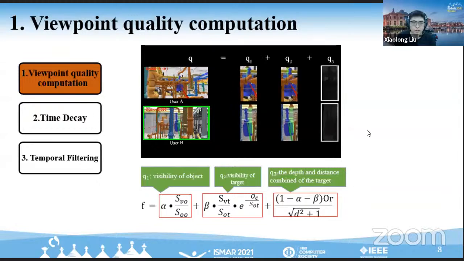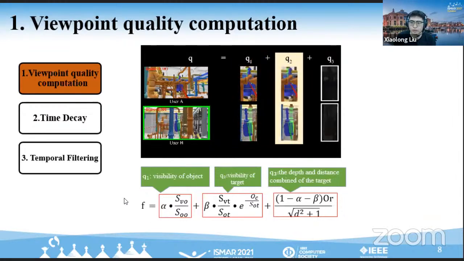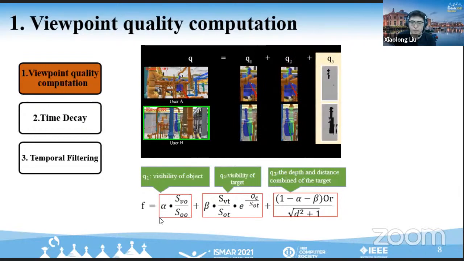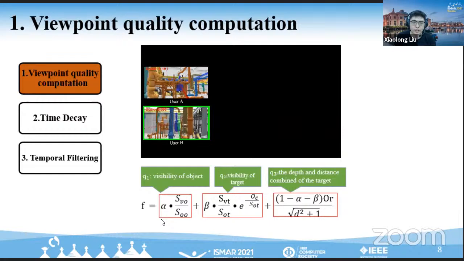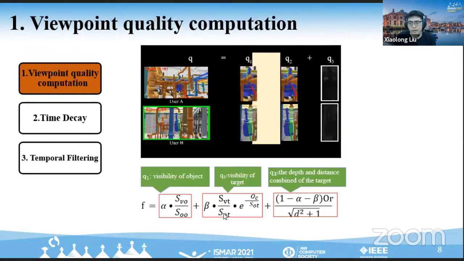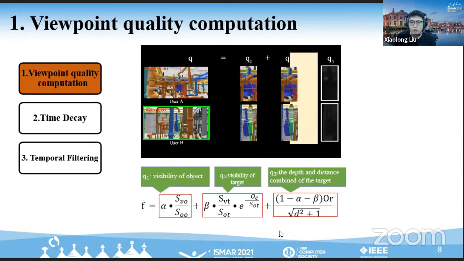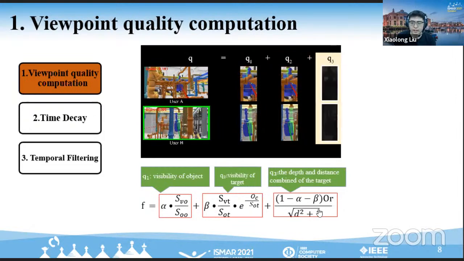In order to evaluate the viewport quality of users, we construct the viewport function, and it includes three components. The first one is the visibility of the object that needs to be manipulated, which is the visible area of the object. The second one is the visibility of the target, which is the visible area of the target. The third one is the depth and distance combined factor of the target.